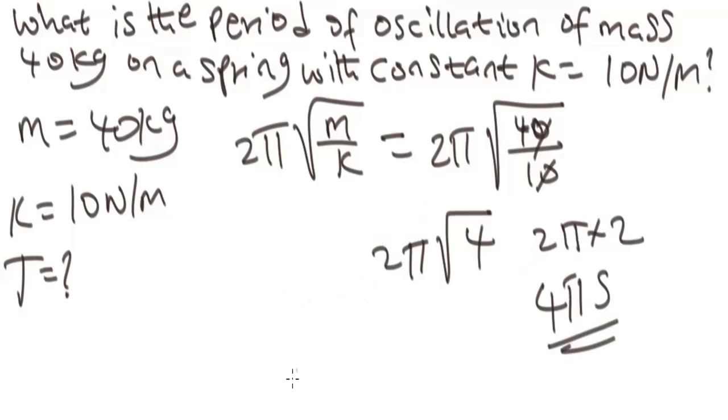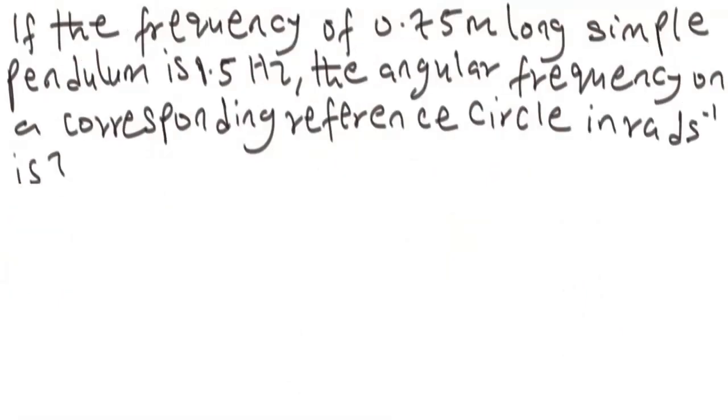So let's wipe it and solve one more example under simple harmonic motion. Okay, so let's look at this problem. It says if the frequency of a 0.75 meter long simple pendulum is 1.5 Hz, the angular frequency on the corresponding reference circle in radians per second is what? Now note that angular frequency or angular velocity is measured in this unit, radians per second. Take note of this.